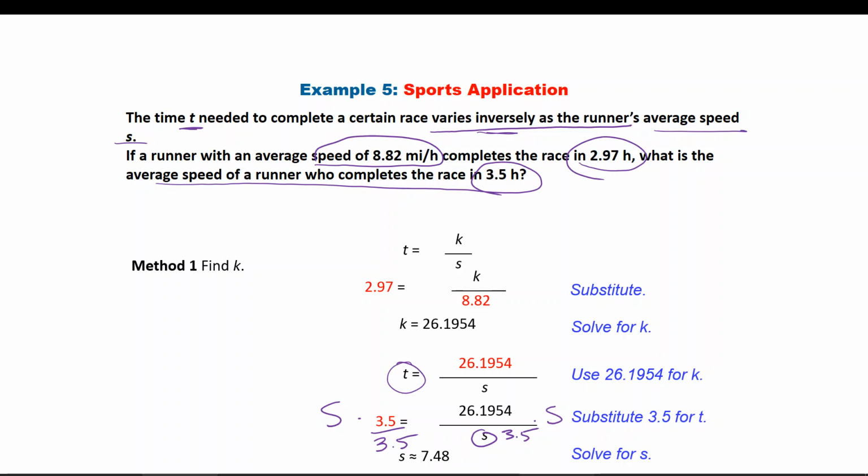And notice that makes sense, okay? Always check to make sure that your answer makes sense. If our runner with an average speed of 8.82 completes it in 2 hours, you can see that this speed is a little bit lower. It takes a little bit longer, 3.5 hours.